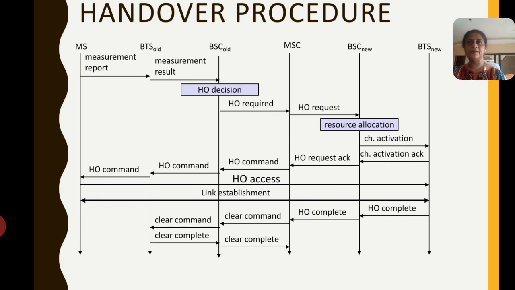We could see that in real life it takes place in a fraction of a second, but actually this series of steps has to take place for a handover to come into existence.